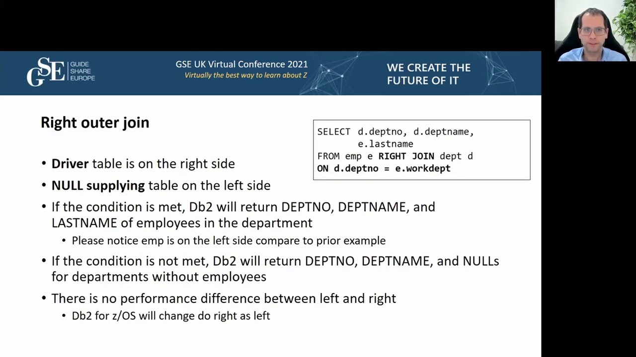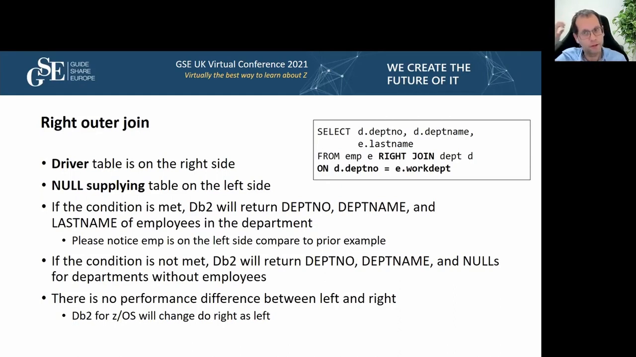Right outer join is very similar. Now we just swap the sides, right? The driver table is on the right-hand side, and the null supplying table is on the left side. As you can see, I have exactly the same example. I just switched the sides, so department is on the right-hand side and employee is on the left-hand side.